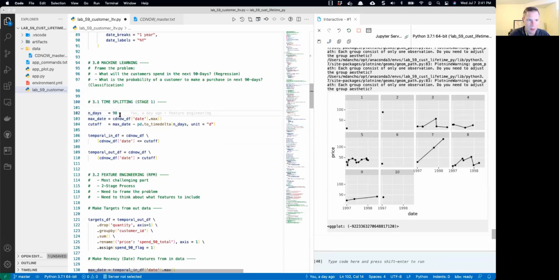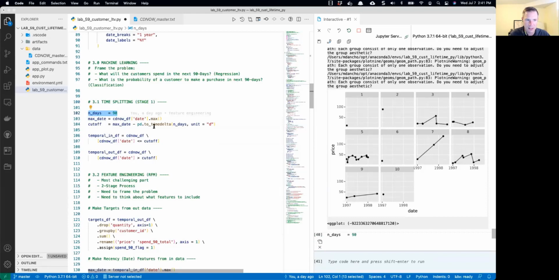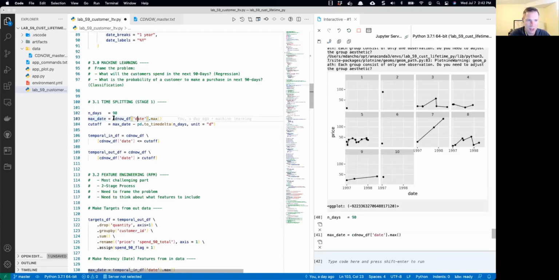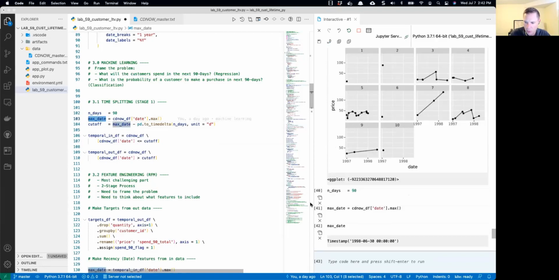So the number of days that we're going to look at is 90 days. I'm just going to start saving some of these. And then I'm going to look at what's the max date in my data set here. So our max date is just going to be the CDNOW date column, and I'm going to grab the max out. If I hover over this, or send this to the console, we can see that the max date in our data set is 1998-06-30.